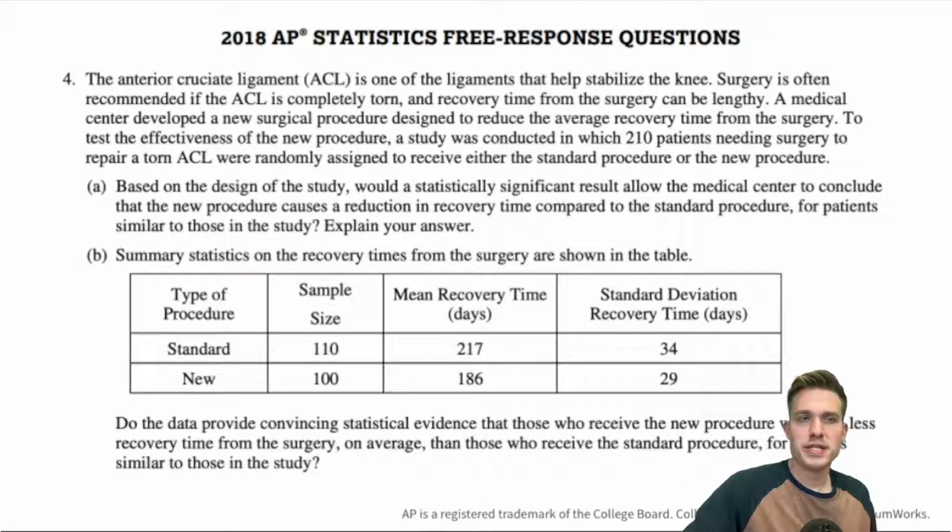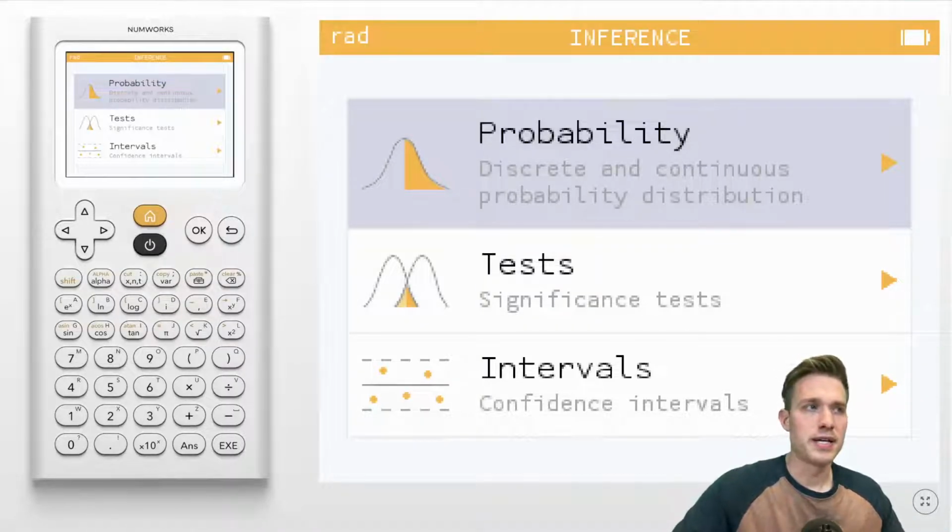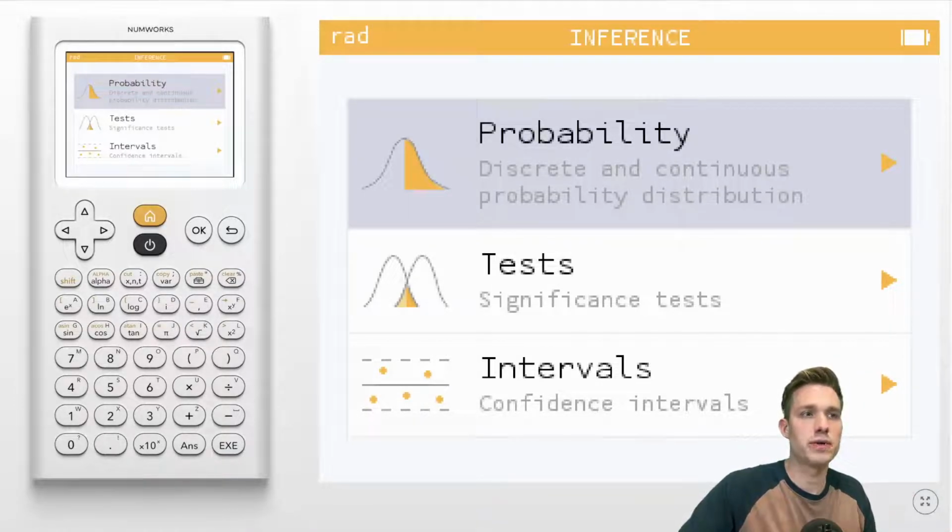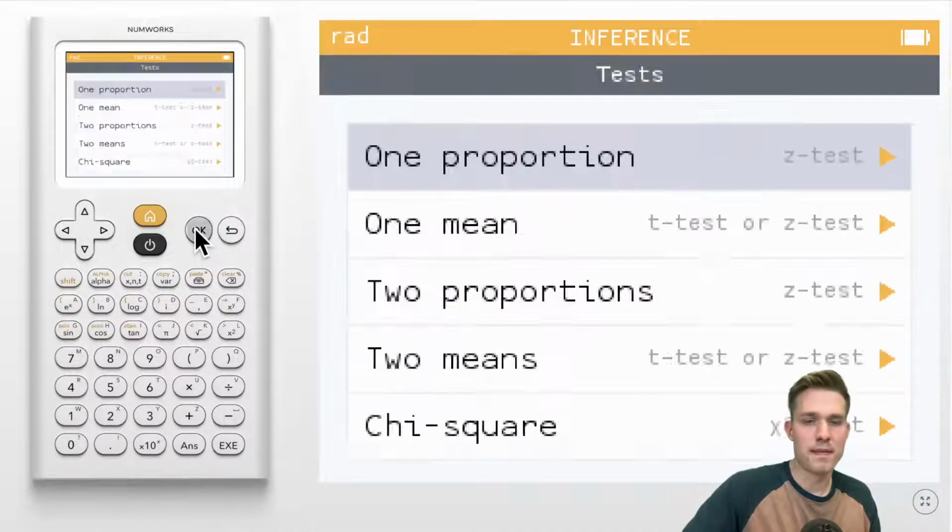So what I'm going to do is switch back over to my calculator screen here. And because we're looking to see if we have statistically significant evidence, we're going to do a test. So I'm going to navigate down and open my statistics, my significance tests. And we need to choose which test.